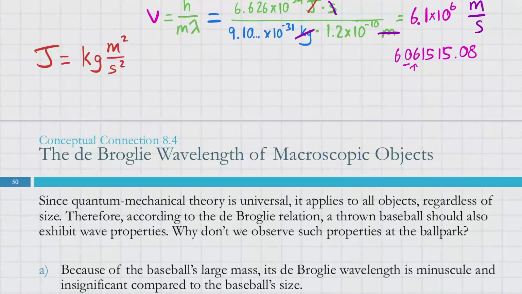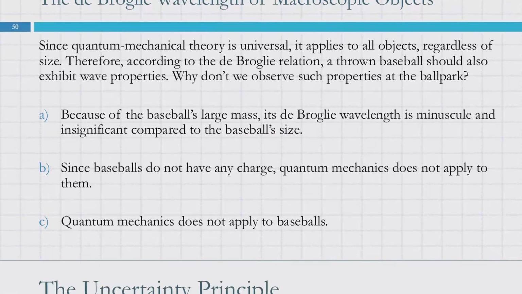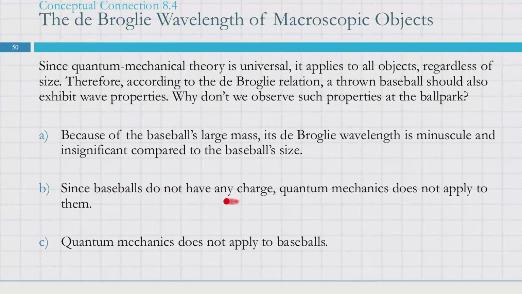relation property? Is it because the baseball's mass is large and so its de Broglie wavelength is minuscule and insignificant compared to the baseball's size? Is it because baseballs don't have charge and so quantum mechanics doesn't apply to them? Or is it because baseballs are just immune to quantum mechanics? Any ideas about which one it's not? Yeah, it's not C. We're told that quantum mechanical theory is universal, so it should apply to baseballs.